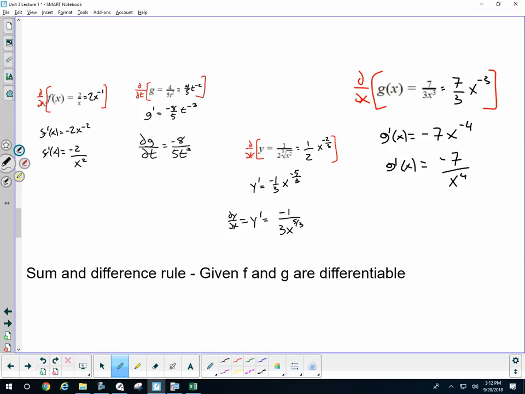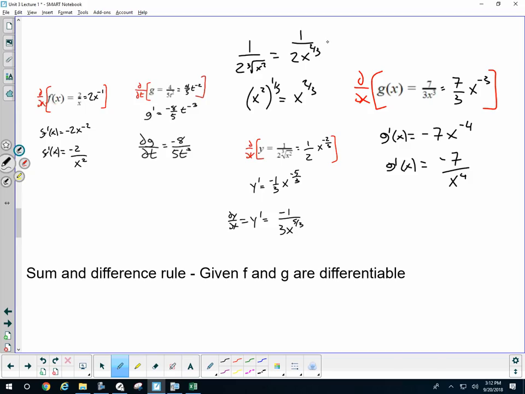Third one. Okay. I have 1 over 2 cubed root of x squared. Cubed root of x squared I know is x squared to the 1/3, which I know as x to the 2/3. So I actually think of this as 1 over 2 x to the 2/3.